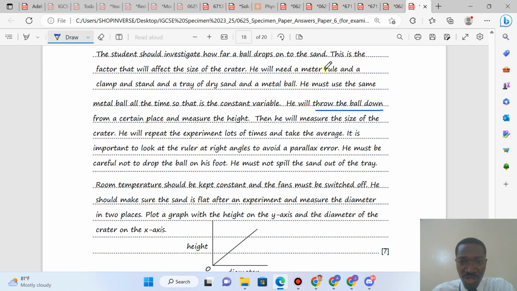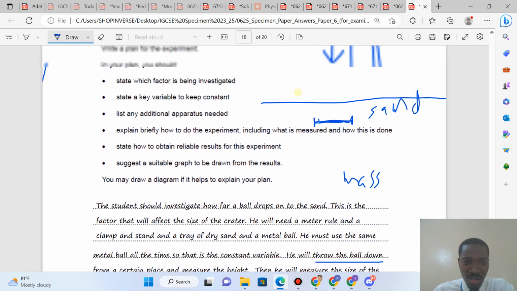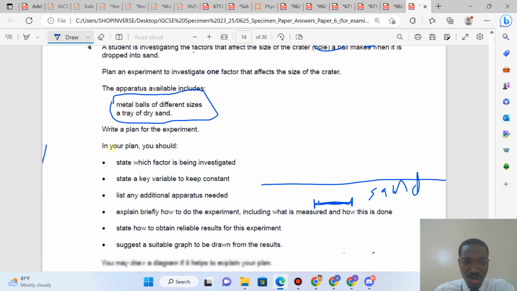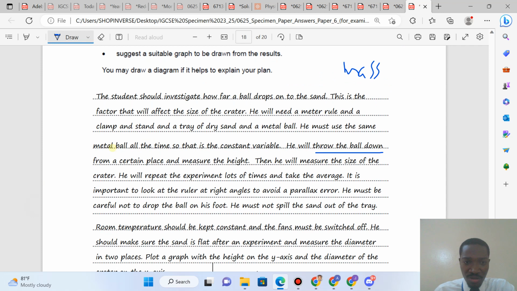So he then says he will need a meter rule. Of course, that's fine. As you are listing your apparatus, do not list any apparatus that is given in the question. In the apparatus given to us, we have a tray of sand, then we have metal balls. Do not list metal ball or tray of sand in the apparatus, okay? Then you must use the same metal ball, that's fine.